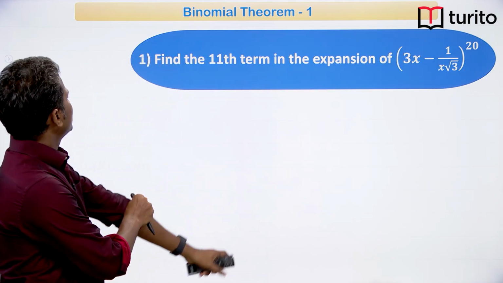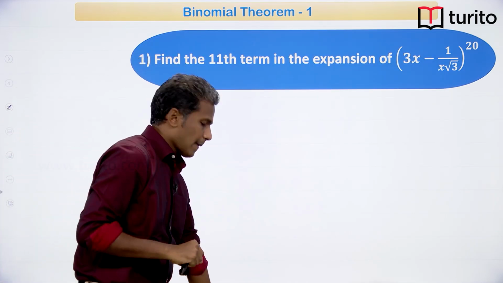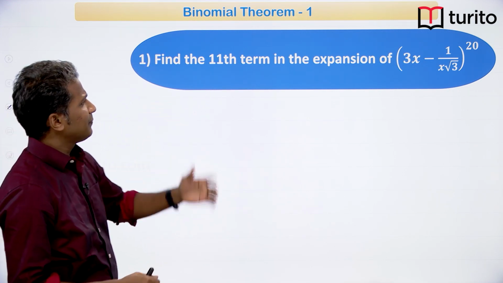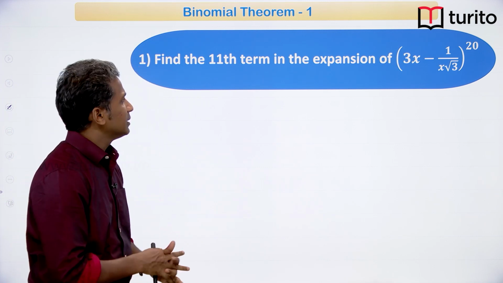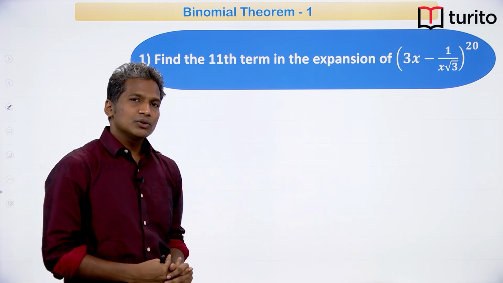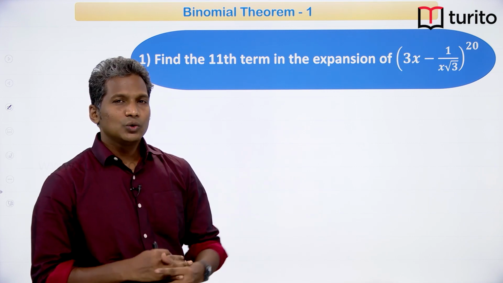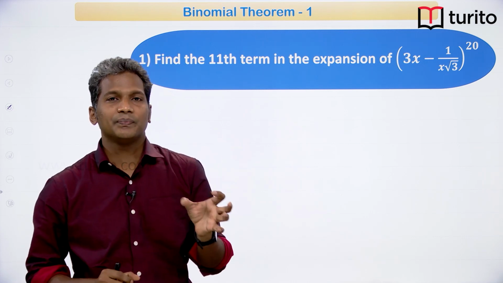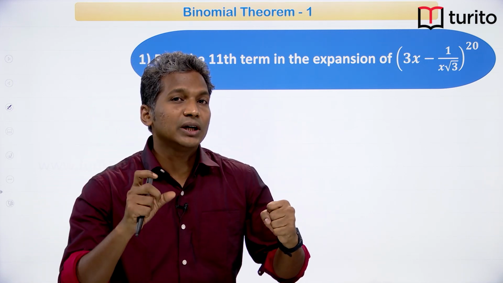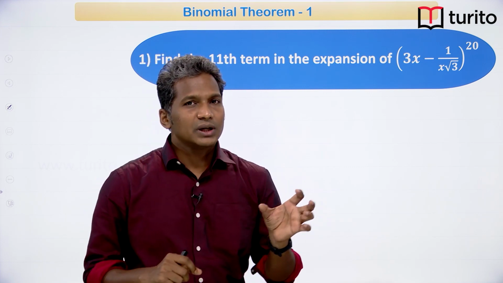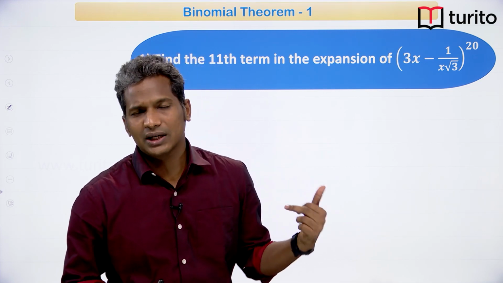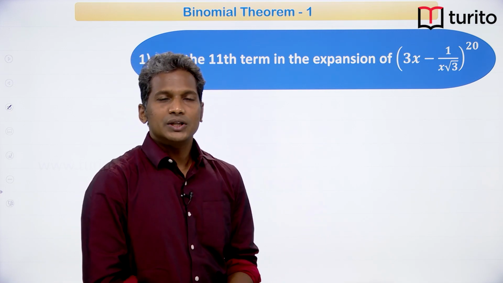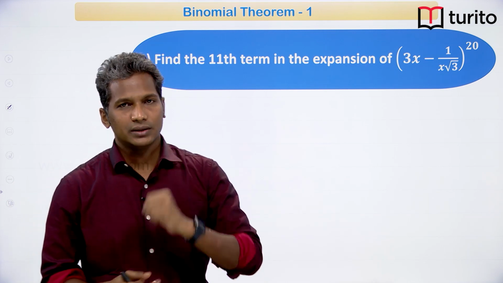So there is this first problem. Find the 11th term in the expansion of (3x minus x by root 3) whole raised to 20. How do we start a problem? Look at this question, it talks about the 11th term, so a number is given to a term. If the term's number is mentioned, what is the best way to tackle the problem? To generalize in terms of the general term. So we have to start our problem with the general term.